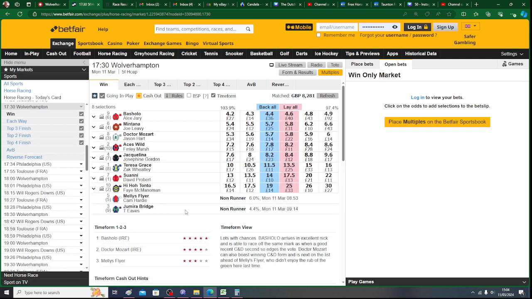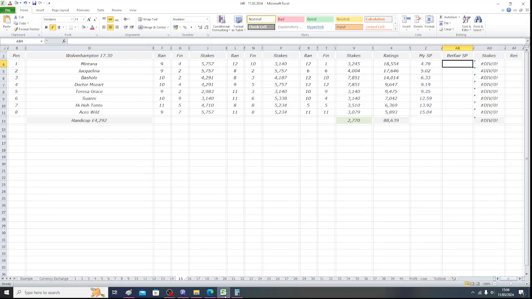So there's a few non-runners tonight at Wolverhampton. And Mintana at the moment is showing at 5.7. And don't forget this overround figure can increase to 101 to give you a little bit better value. So 5.7 will be the SP, and the stake, £17.54, will return £100. And you keep on going down here until you stake £50.